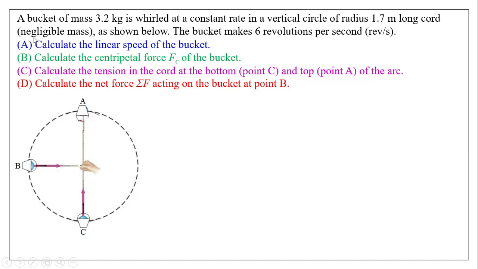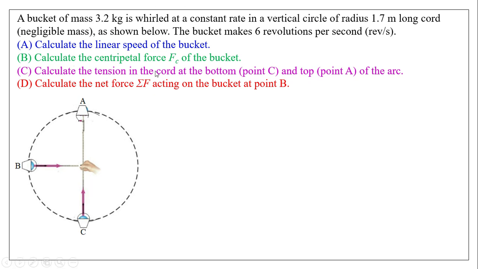So for this particular problem, we have a bucket of mass 3.2 kilograms that is swirled at a constant rate in a vertical circle of radius 1.7 meters. It says the mass of the cord is negligible. It's just a bucket that makes 6 revolutions per second. So this is important.